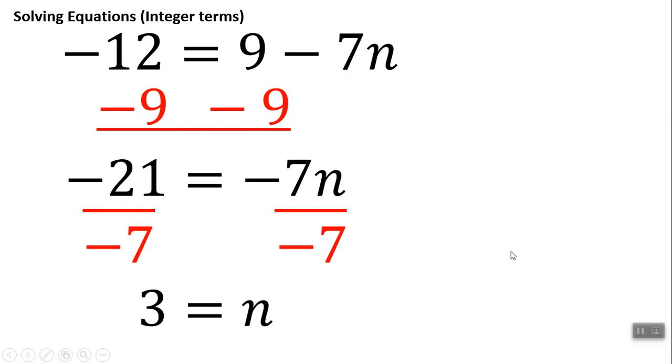Once again, you can check that. You can set up 9 minus 7 parentheses and put a 3 in there. And that really means 9 minus 7 times 3, which does work out to -12.